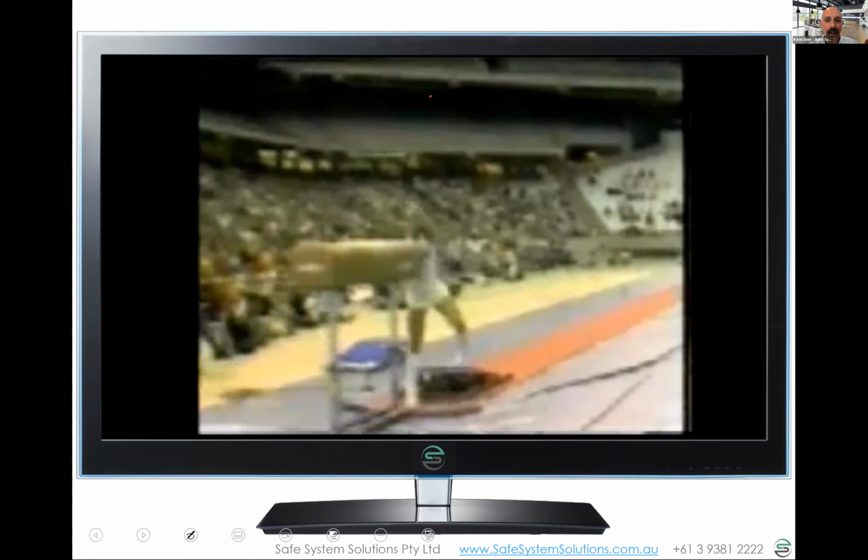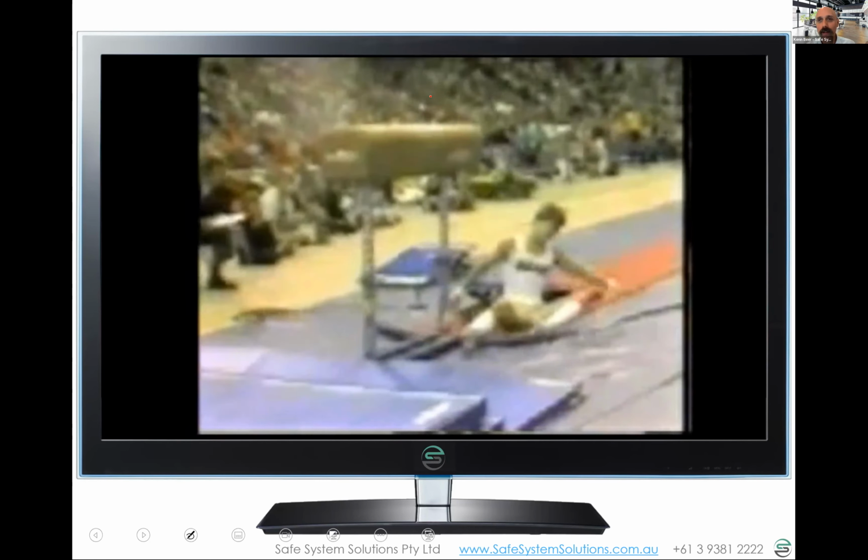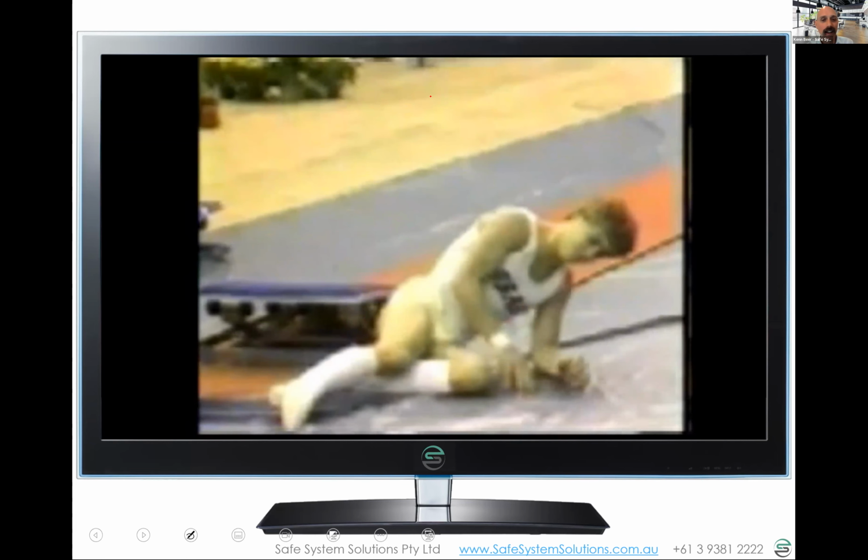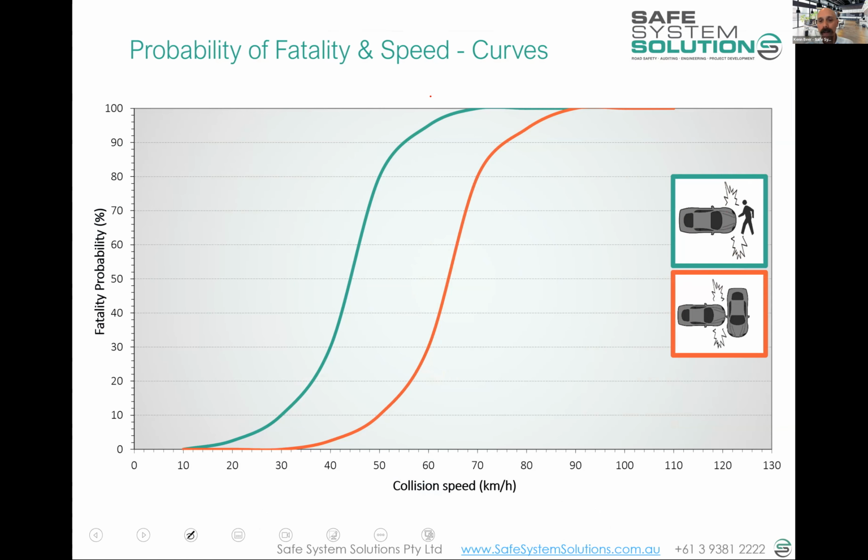This is what we're designed for. He's fine. He breaks some ribs, but he came back and won the gold medal the next year. It's about recovering to lead a normal, healthy life. That's what we're designed for. We're designed to withstand those forces. As we get speeds above this and energies above this, we can't handle it.